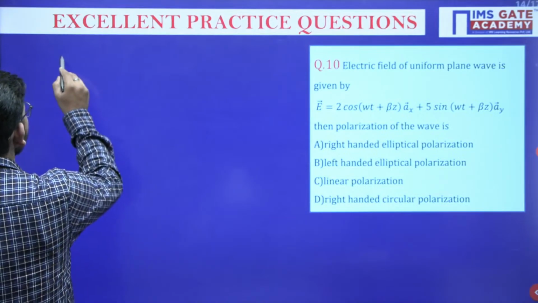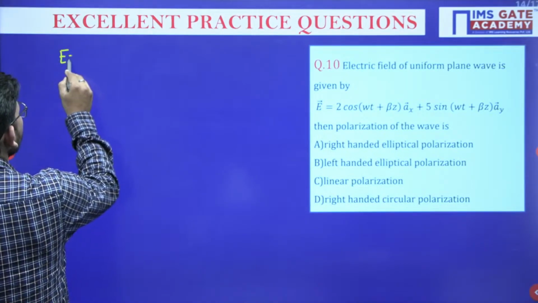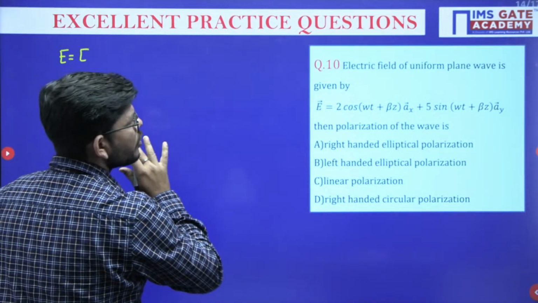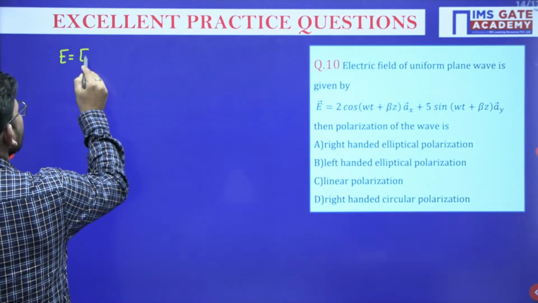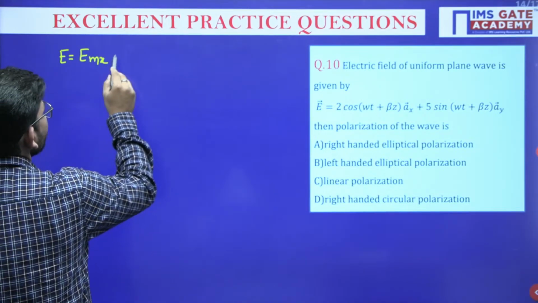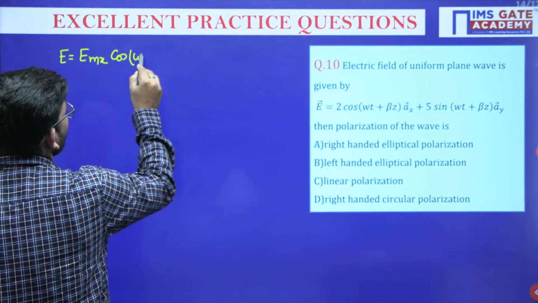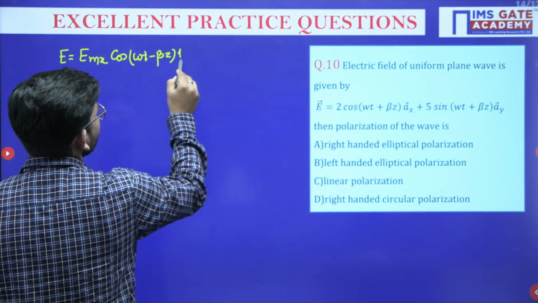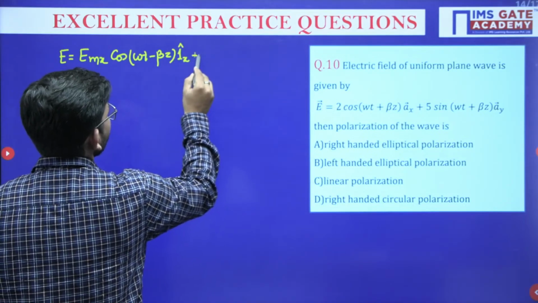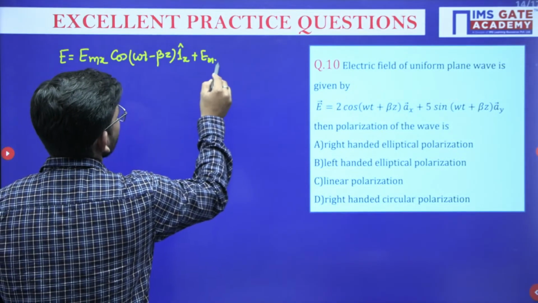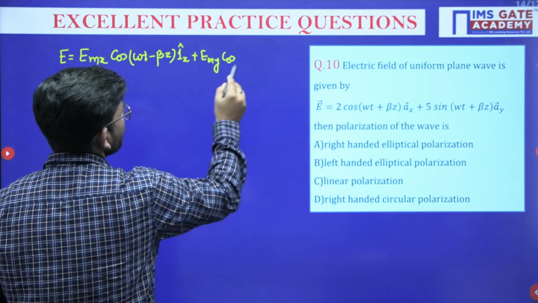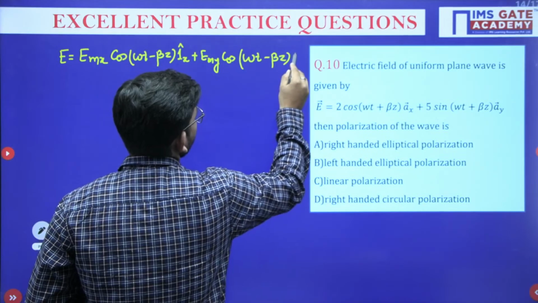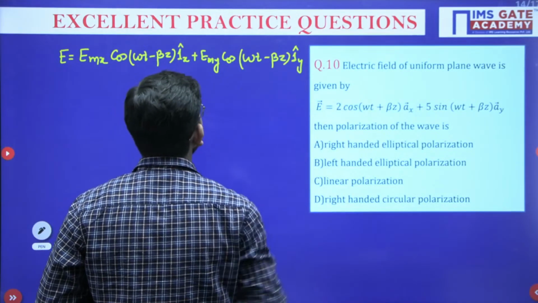So what kind of electric field is given, and how do we used to write it? The electric field, normally the direction of travel is the z direction. So we used to write it as E mx cos of omega t minus beta z in unit vector x, plus E my cos of omega t minus beta z in direction y.